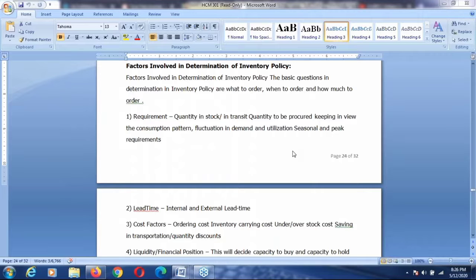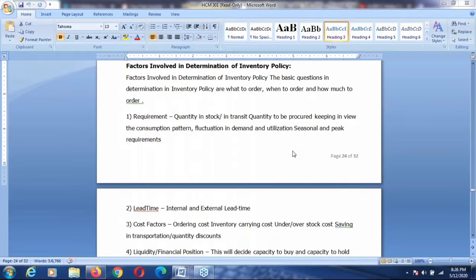I did not understand the first. I'm talking of the factors involved in the determination of inventory policy. Which area did you not understand? This requirement, quantity in stock, in transit, quantity to be procured, keeping. I don't understand that statement.